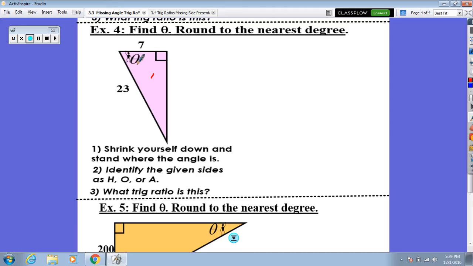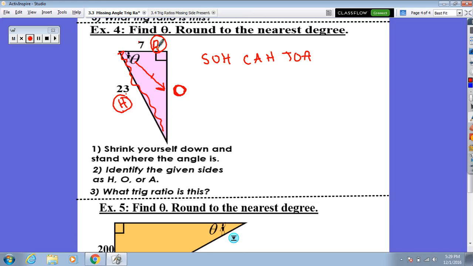Alright, so looking from his perspective, this would be the opposite side over here. So that makes this side adjacent, because this is the hypotenuse and that is H. So, SOH CAH TOA. I am looking for the side where my numbers are. Since there's a number on this side, I need the side for A. And since there's a number on this side, I need the side for H.